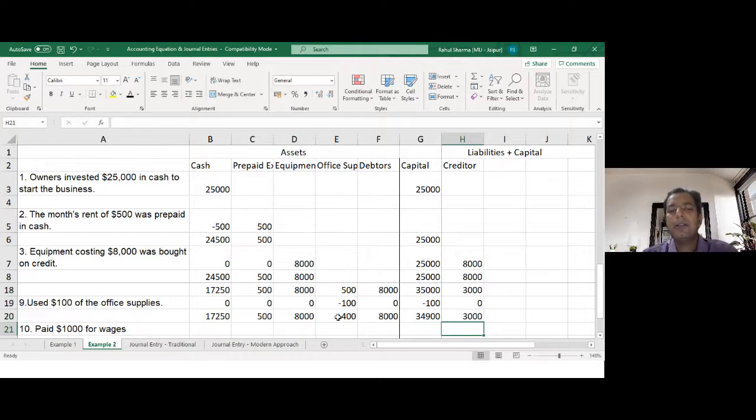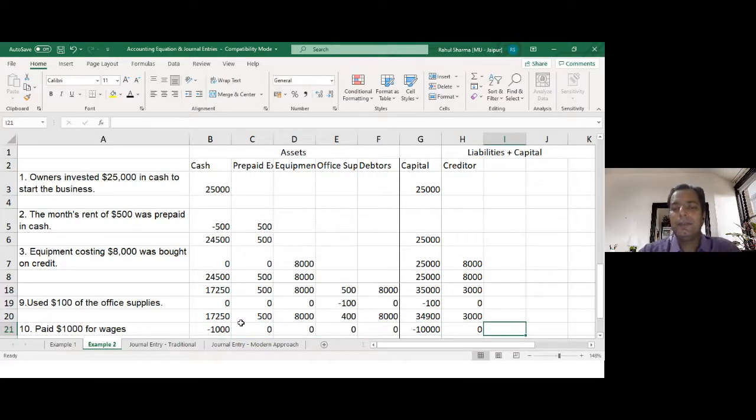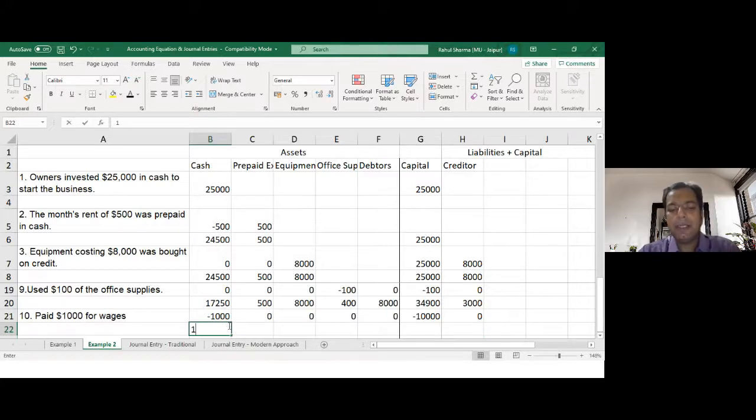We move to the last part of this example, where we paid 1,000 for wages. Again, it's an expense. So we'll reduce 1,000 from our cash, and we'll reduce 1,000 from our capital. Does it impact any of the rest of our accounts? No, it doesn't. I end up with the balance of 16,250 for cash, 500 for prepaid expenses, 8,000 for equipment, 400 for office supplies, and 8,000 for debtors.